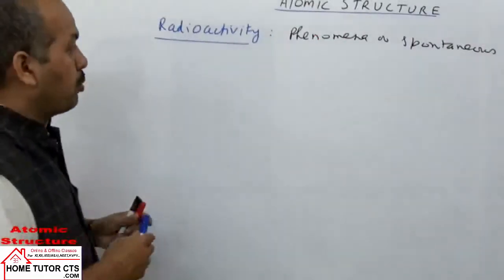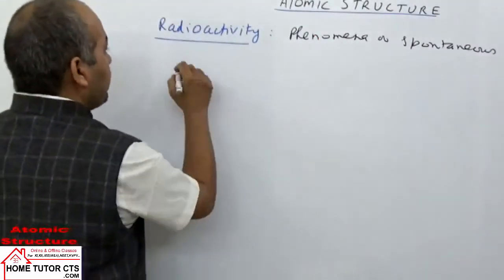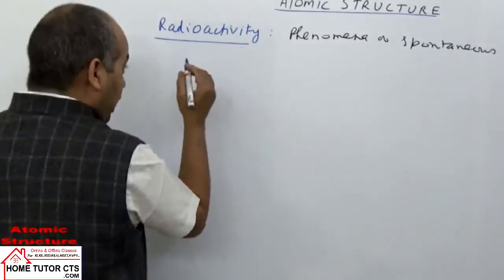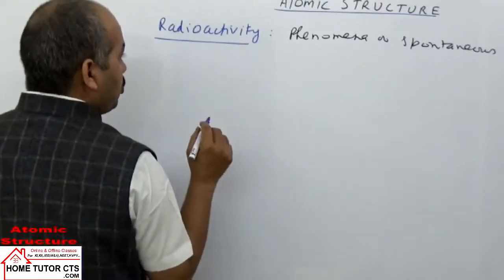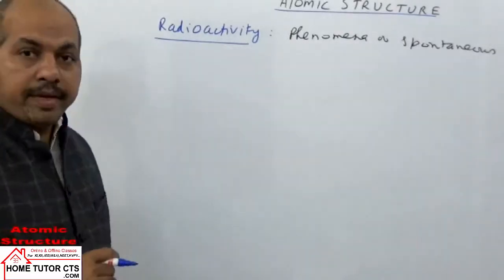Now, for some more properties of alpha, beta, and gamma radiations, let us take their charge. As already discussed, the charge is higher for the alpha particles, which possess +2 unit charge. Beta particles have charge -1 unit, and gamma radiations are neutral.